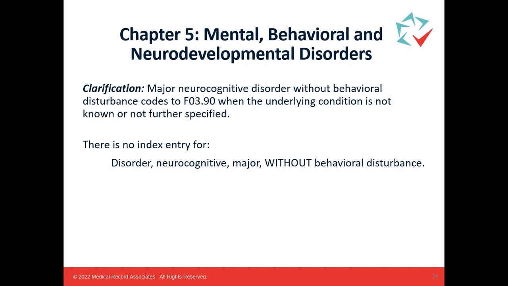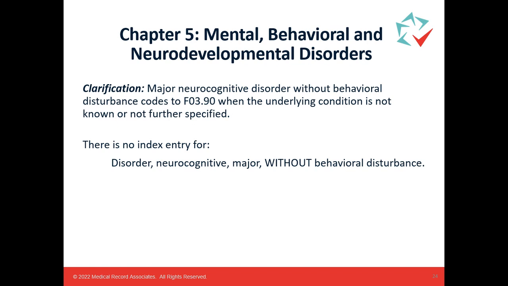This is a clarification. A major neurocognitive disorder without behavioral disturbance codes to F03.90 when the underlying condition is not known or not further specified. So again, there is no index entry for disorder, neurocognitive, major, without behavioral disturbance. There's only a code for with. So when you have the diagnosis of major neurocognitive disorder without behavioral disturbance, you're going to code to F03.90. So make sure you're paying attention and not just going with behavioral disturbance.